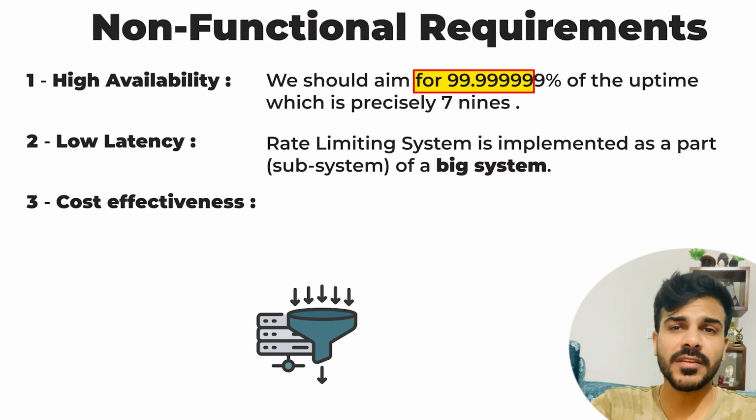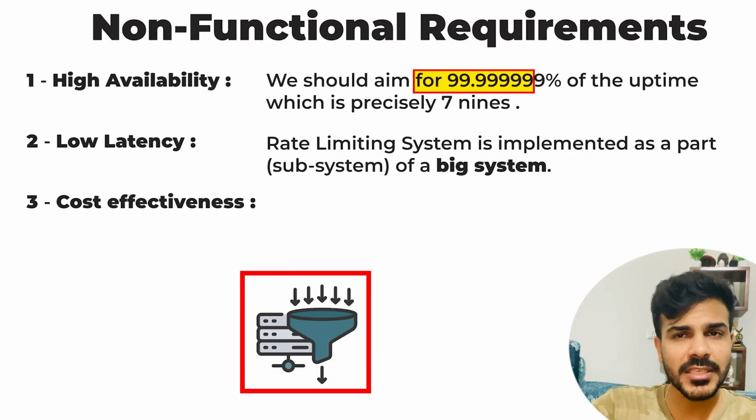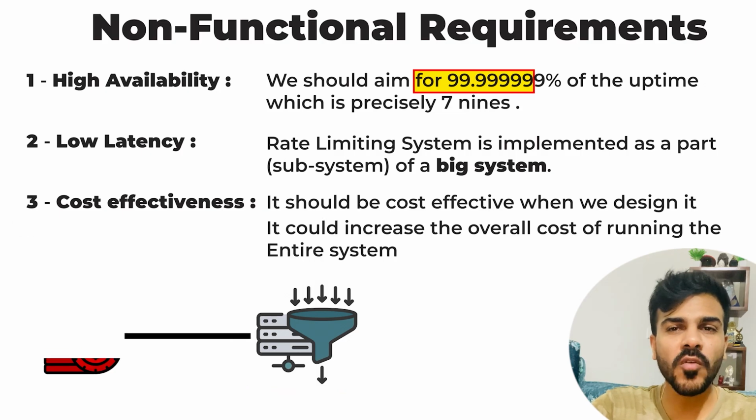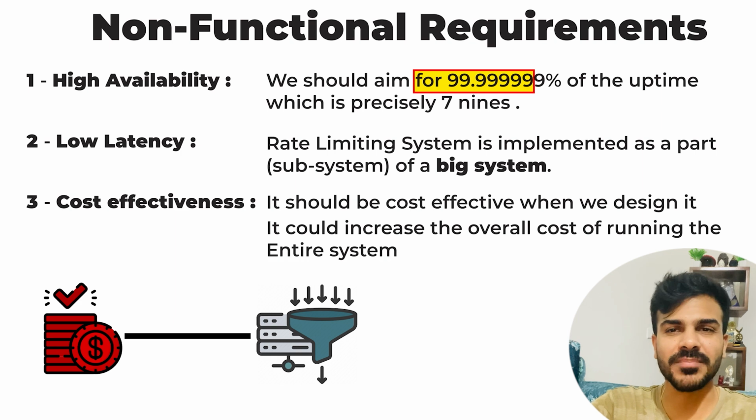Third is cost effectiveness. By similar reasoning, where we said that a rate limiter is a part of a larger system, we can say that if the rate limiter system is not cost effective or it is expensive, then it would increase the overall costs of our complete system. Therefore, in running the rate limiter system, we should make sure that we have included the cost effectiveness angle into perspective.